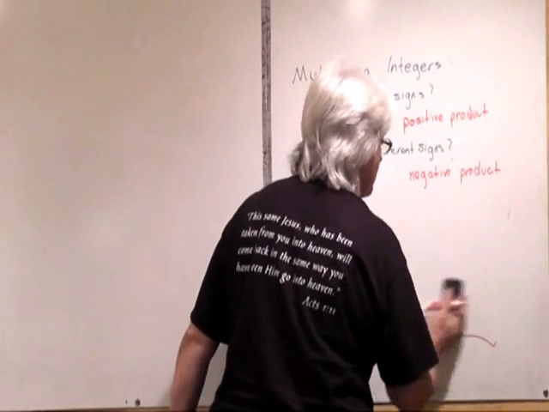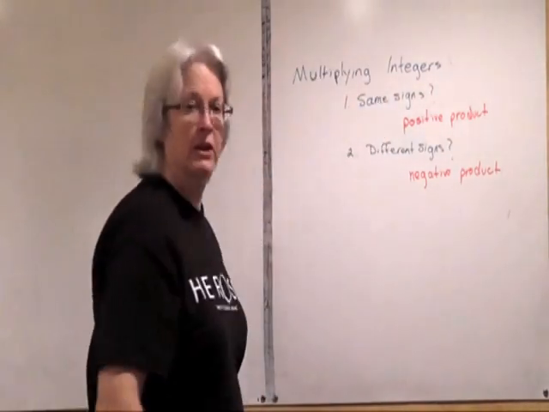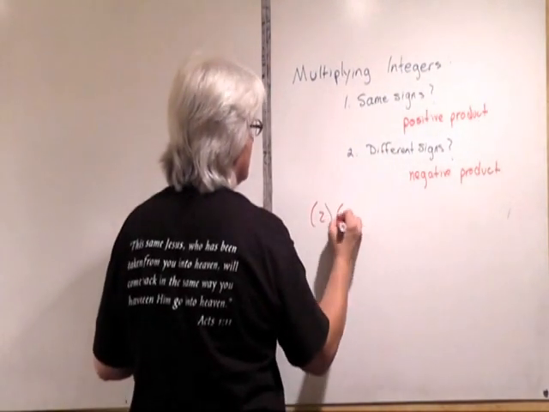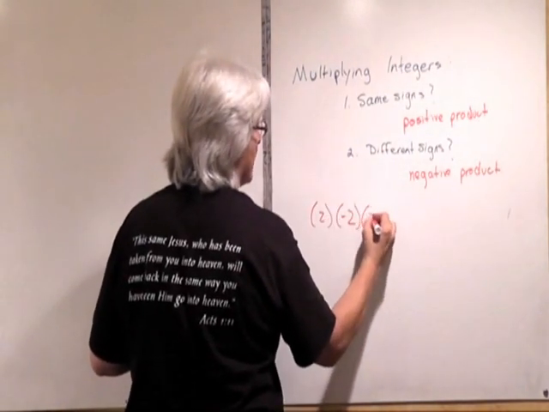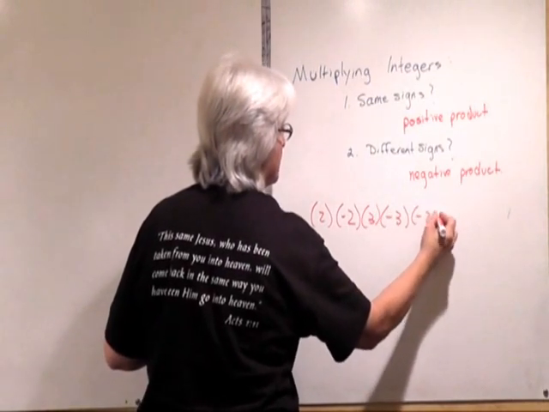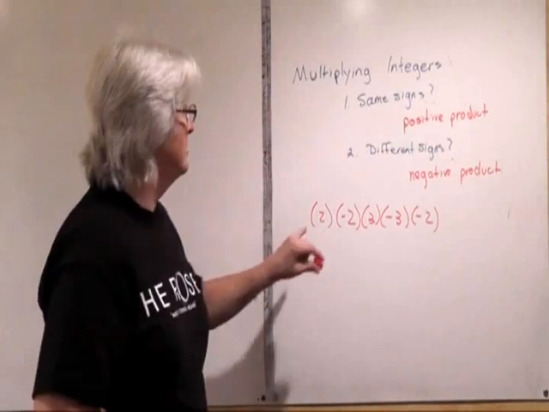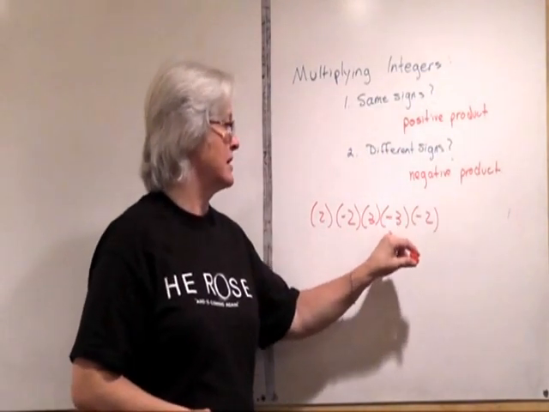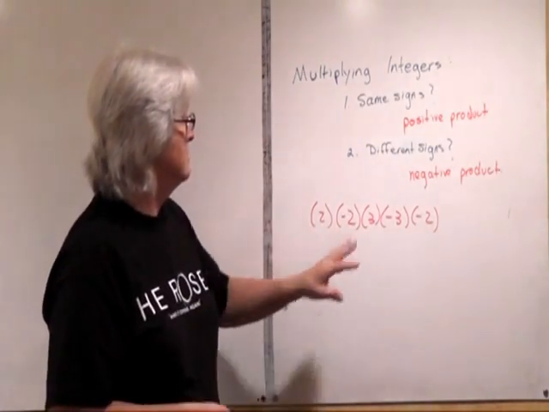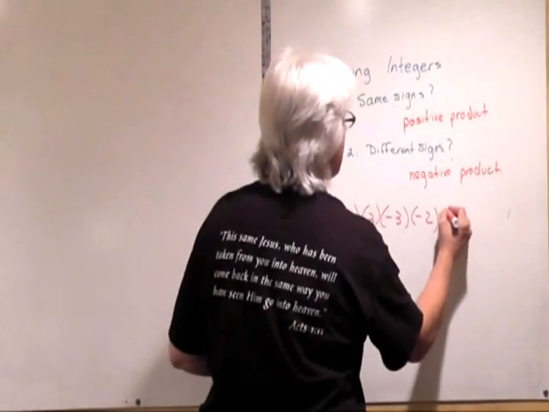But remember, when you multiply, the things that you're multiplying together are called factors. You can only multiply 2 factors together at the same time. 2 times a negative 2 times 3 times negative 3 times negative 2. Let me see. Let me do another one.